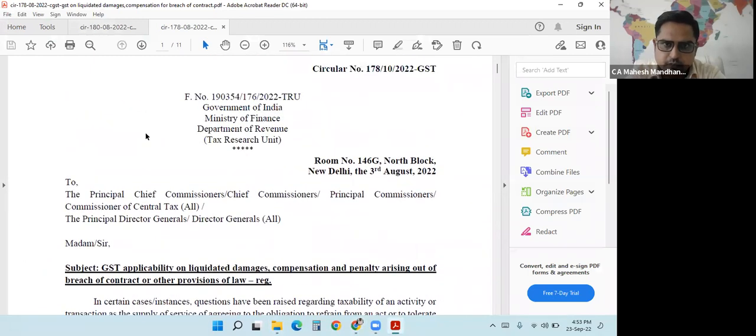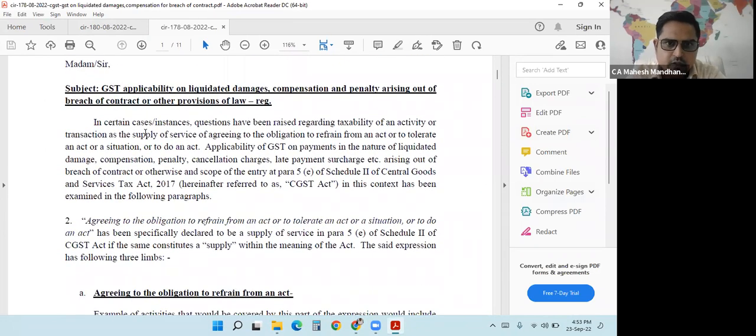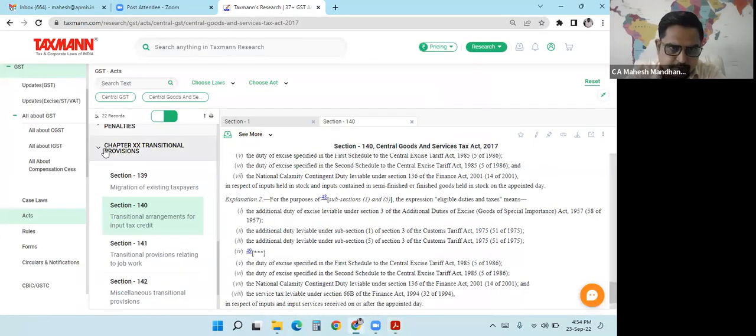So this Circular number 178 has been issued by the CBIC clarifying various gray areas of taxation under GST. Now, as far as Schedule 2 of the CGST Act is concerned, before going to Schedule 2, I will just take you through Section 7 of the CGST law, which is the charging section. Section 7 tells that certain transactions or activities will be liable to tax as a supply.